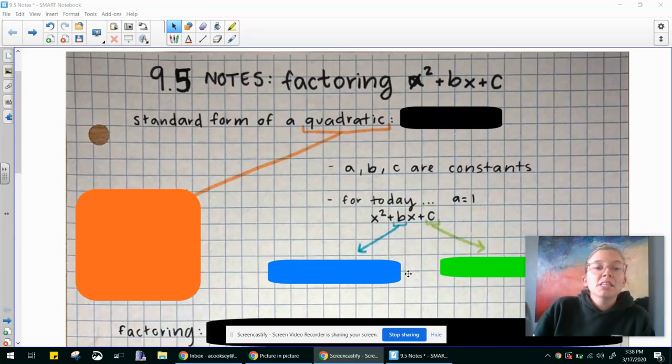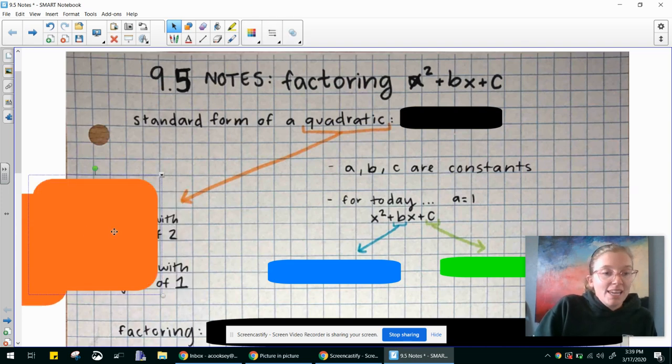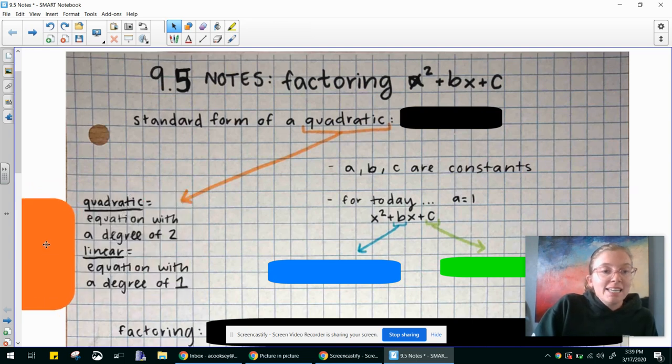So, today we're going to talk about lesson 9.5 factoring x squared plus bx plus c. The first thing that we need to know is that we are going to be looking at this form because it's the standard form of a quadratic. A quadratic is any equation with a degree of 2.